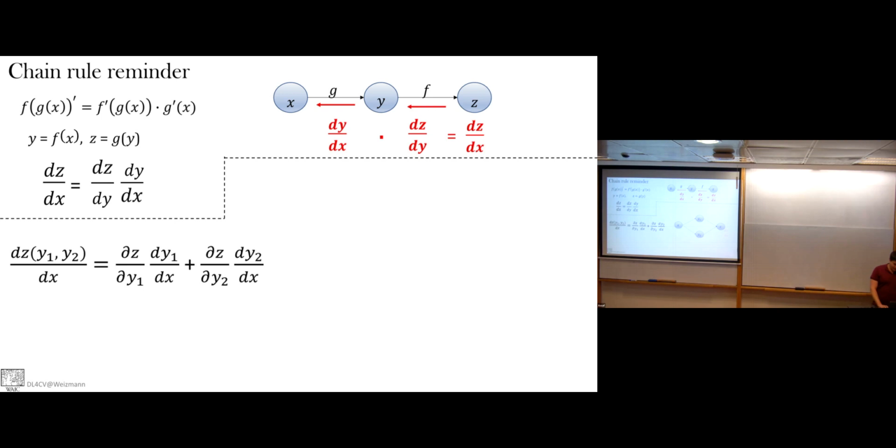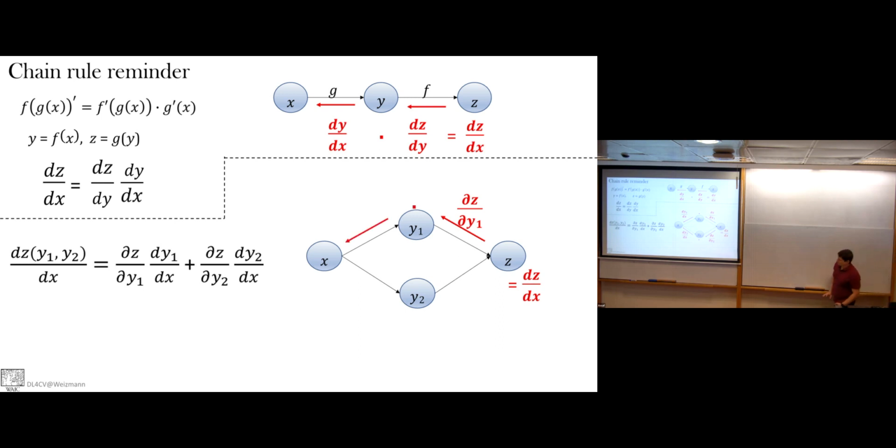And the thing here is that what's different from before is that we have another route. So I take this of the x. So it's dz over dy1 multiplied by dy1 over dx. And then I do the same for the bottom part. It's dz over dy2 multiplied by dy2 over dx.